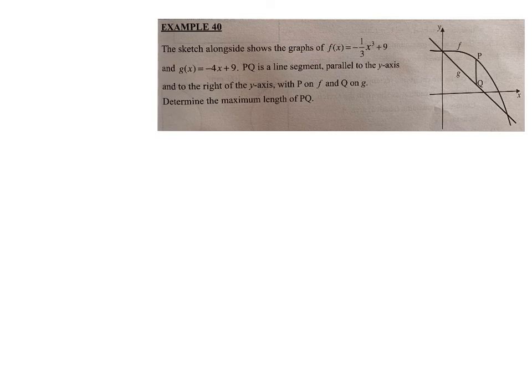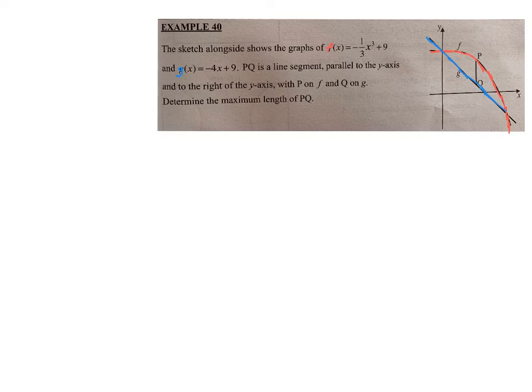The next example I'm going to look at is example 40 in your textbook. It's on page 132. Okay, let's go for it. So what you've been asked here is to sketch alongside each other the graph of f of x, and I always think it's good to have them in different colors. So let's make the graph of f red. So there's f. And we've got the graph of g of x, and let's make g blue. So it's that straight line there.